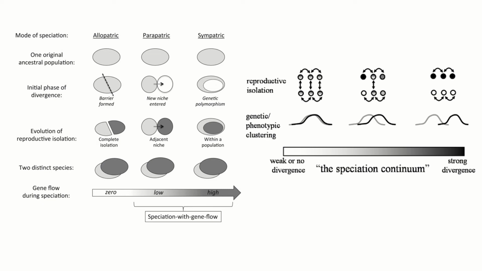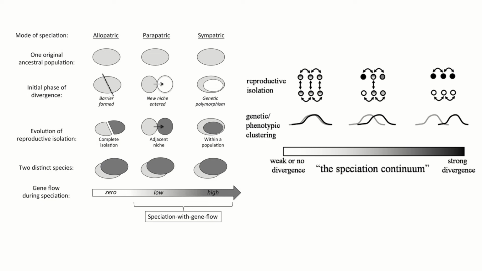Now, in order for this to happen, generally, we need a throttle on gene flow. Allopatric speciation, our first type here, has zero gene flow between our subpopulations. Parapatric speciation has very low to no gene flow, and sympatric speciation occurs in circumstances where we do still have high opportunity for gene flow, and we'll talk about how that happens later on.